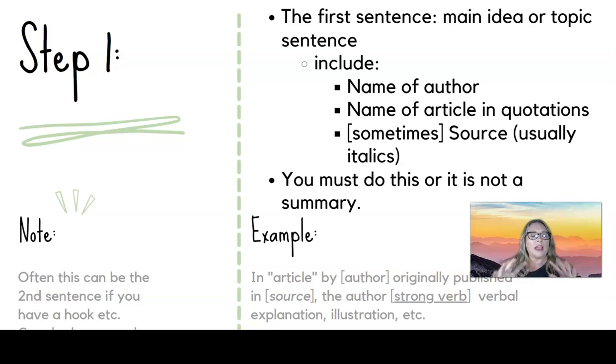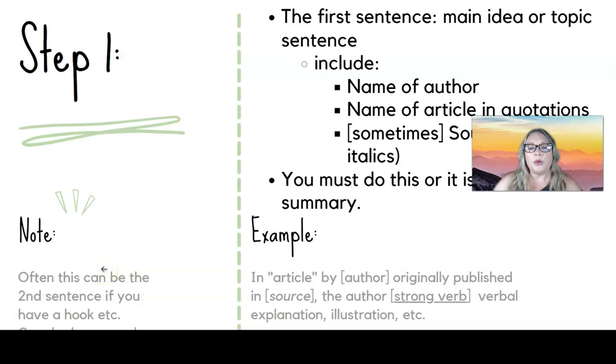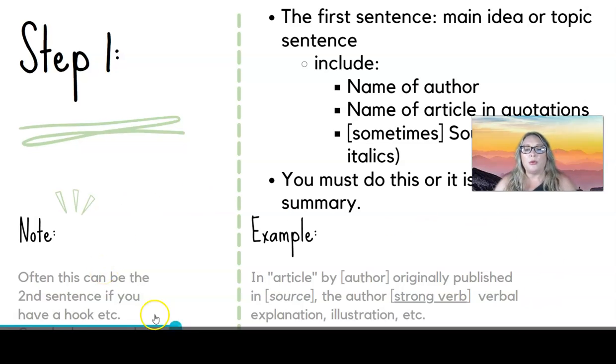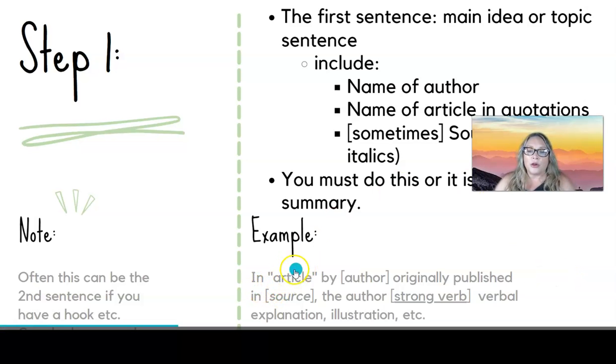Now, you can kind of have a hook and then this can be your second sentence. It's really up to you. But for this case, I'm just going to use it as my first sentence. If you look below here, here is a little sample or template that I made for you so that you know how to write this. It says in the article, right? The name of the article in quotation marks, by the author, originally published in, and then the source.